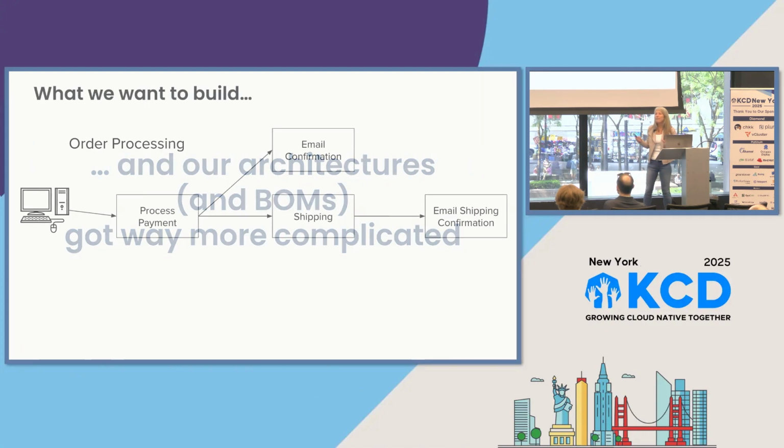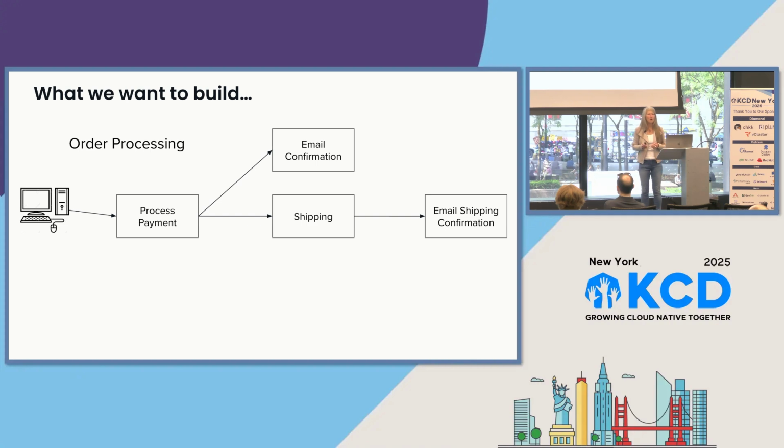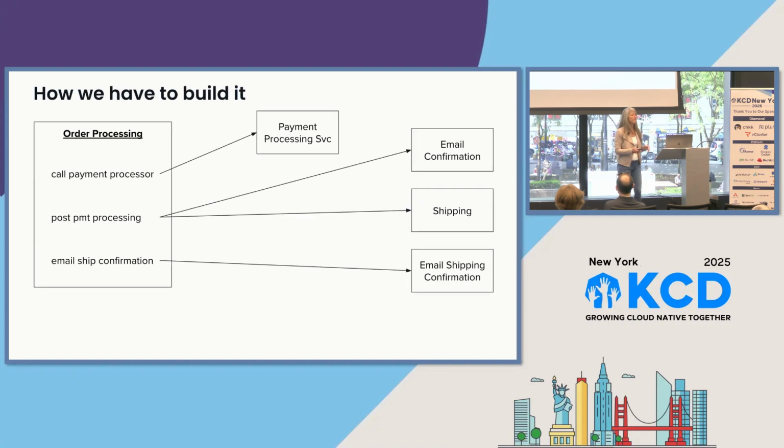But because of all of these patterns, our architectures and our bill of materials got way more complicated. So let's take a simple use case here, which is we're going to do some order processing. An order's going to come in, we're going to process the payment, we're going to email a confirmation to the user who just purchased that product. We're also going to, in parallel, because this can be asynchronous, send a notification off to the warehouse to do shipping, and once the shipping is underway, we're going to send another email to the user, right? Pretty simple application. But how do we have to build that?